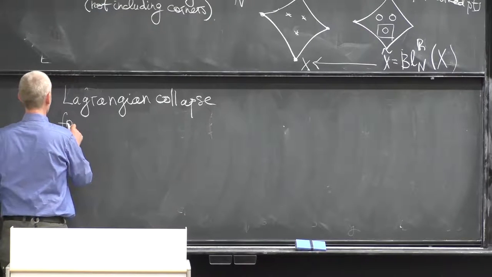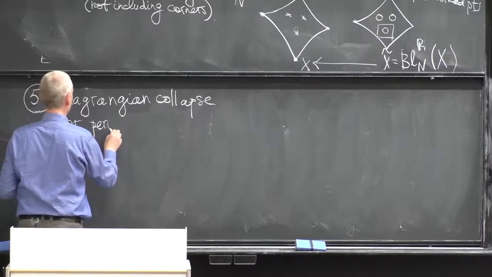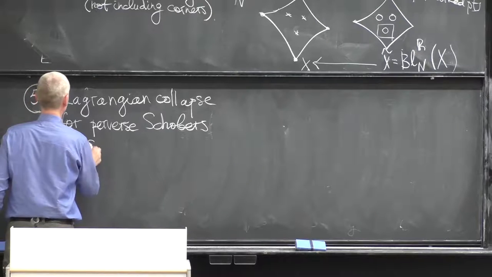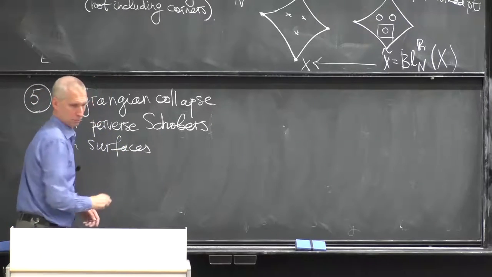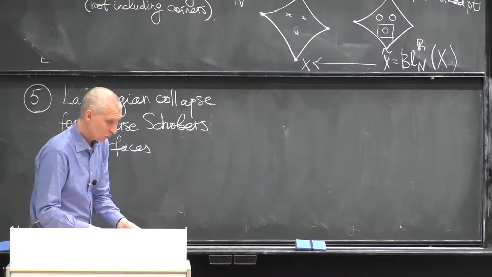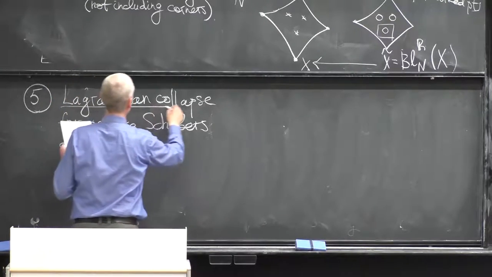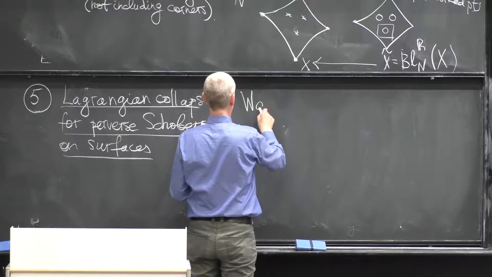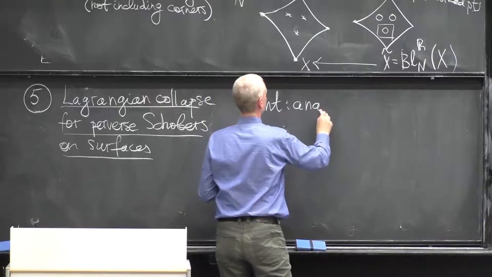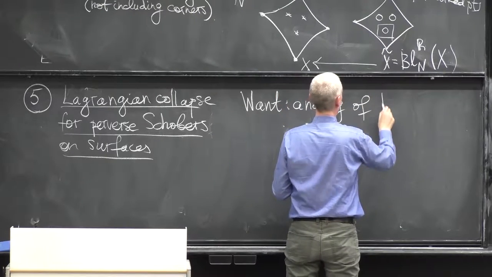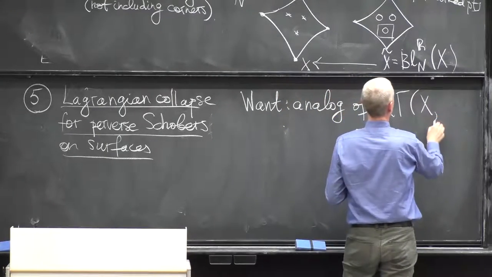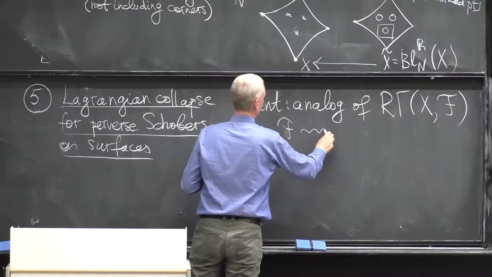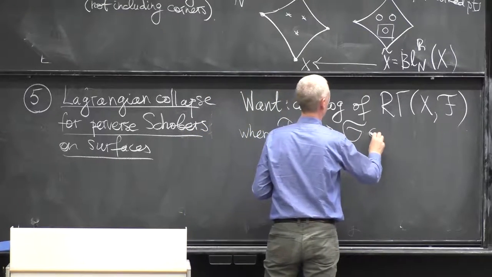So let's call it Lagrangian collapse for perverse Schobers on surfaces. Basically what we want is the analog of global sections, or something like global sections. So we want R gamma of X, F, when F, a perverse sheaf, is replaced by a perverse Schober.